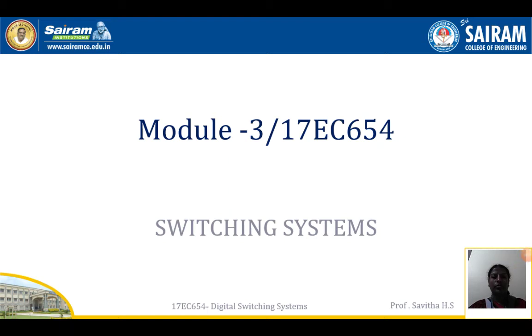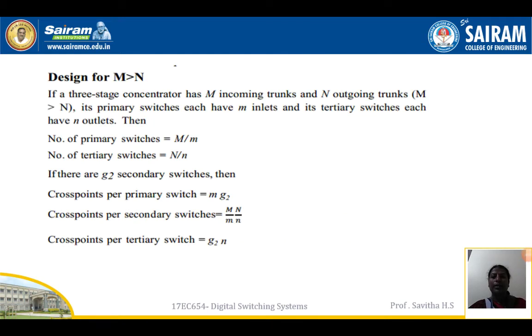We'll continue switching systems. Design for m greater than n. If a three-stage concentrator has m incoming trunks and n outgoing trunks, its primary switches each have m inlets and its tertiary switches have n outlets. Then the number of primary switches is m by m and the number of tertiary switches is n by n.